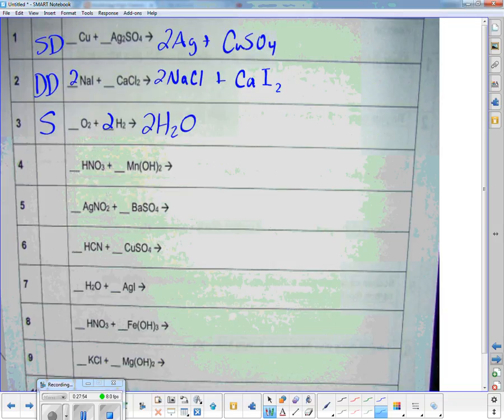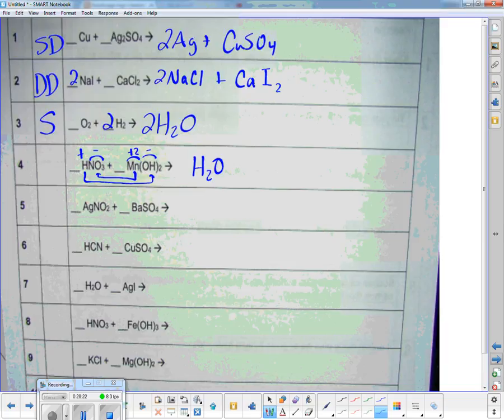Okay, next one. I've got a +1 for hydrogen. NO3 is a -1. Mn I don't know. OH I do know is a -1. That means Mn, since I have 2 OH minuses, has got to be a +2. I'm going to go outsides and insides again. Outsides, H and OH always make water.